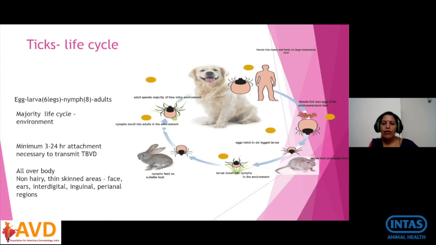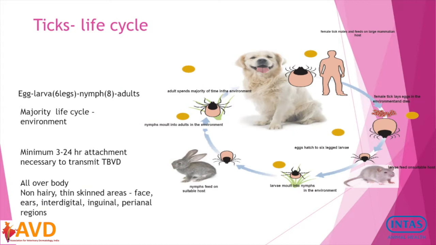Then the larva will molt into the nymph in the environment. From this, it will attach to another suitable host. Then this nymph molts again into the adult in the environment. Adults spend the majority of their time in the environment. So we can see that the majority of this life cycle, from the egg, larva, nymph, and adult, is also seen in the environment.